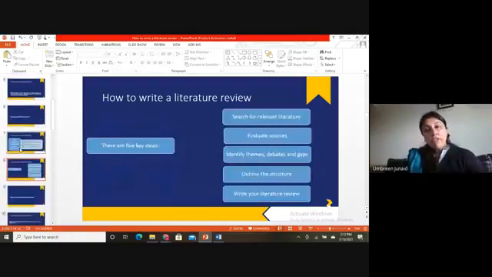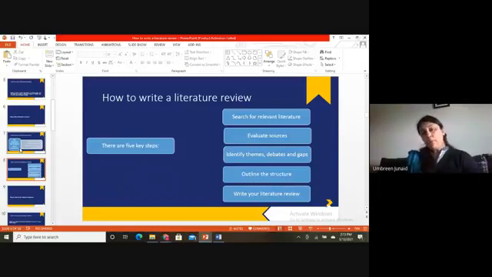There are 5 key steps. Now we are going to discuss the 5 key steps that we use, that we take to write a good and effective literature review. What those steps are? Number 1 is search for relevant literature. Obviously, when you select a topic of research, now you know what your topic of research is.